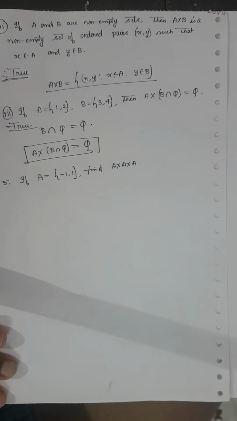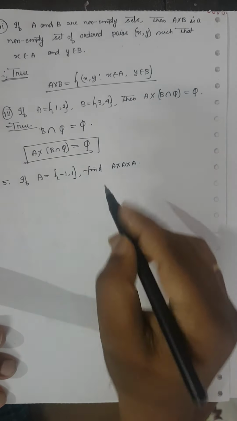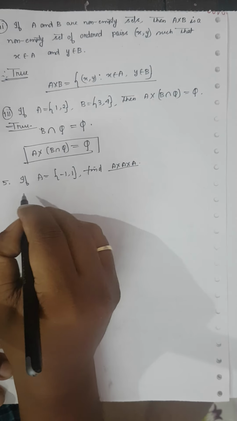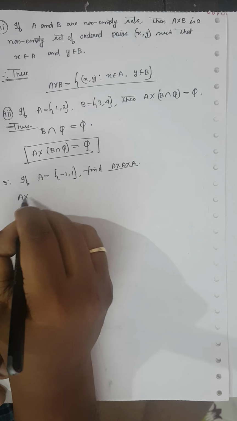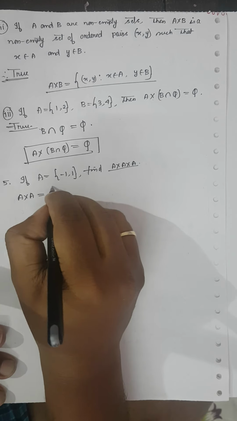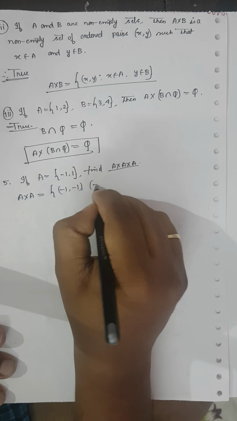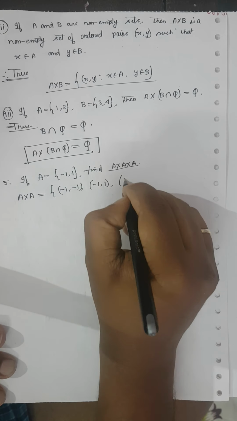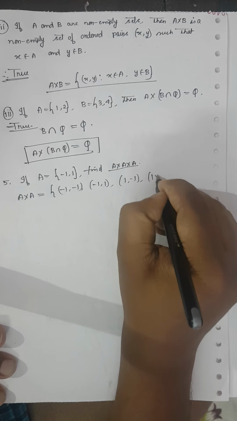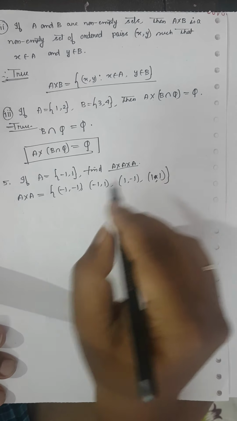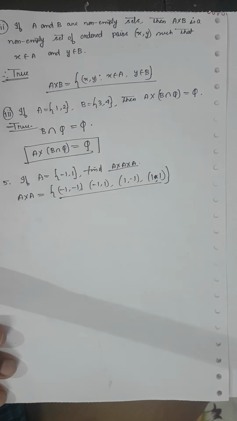Now it is the Cartesian product of three sets. You are given set A is equal to {-1, 1}, then find the Cartesian product A cross A cross A. So for beginners, let's start with A cross A. If I find this, I will get (-1, -1), then (-1, 1), (1, -1), then (1, 1). So a set of 4 elements.